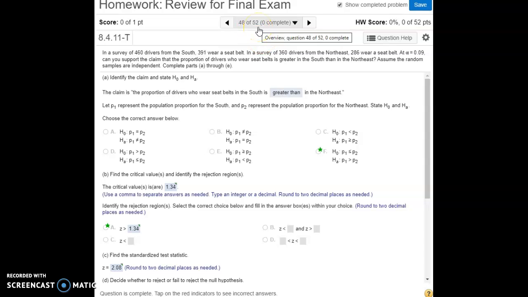For this problem, we have two different samples: drivers from the south, and the proportion who wear seatbelts, and then drivers from the northeast, the proportion who wear seatbelts. So our claim is that the proportion of drivers who wear seatbelts is greater in the south. So that's for this first part. It's south's going to be greater than the northeast. So that's going to be our claim that our proportion for population number 1 is greater than population number 2.